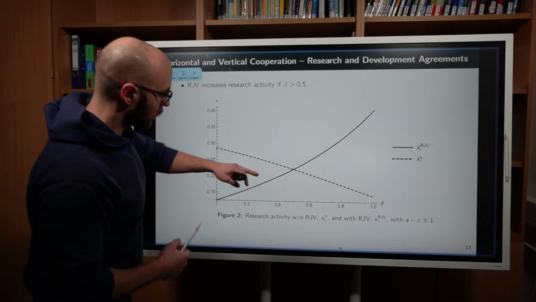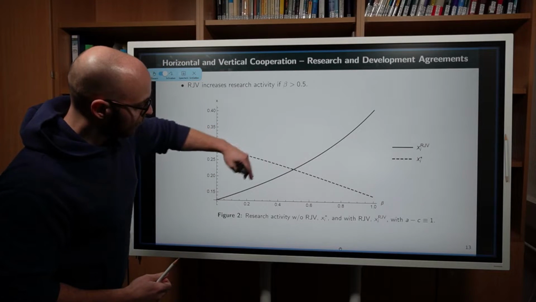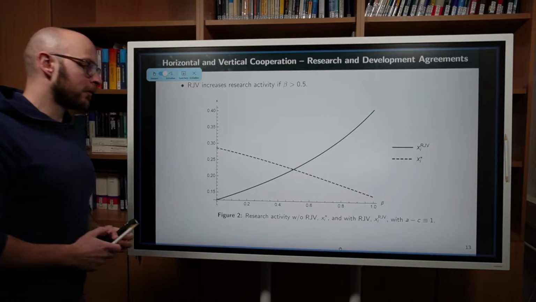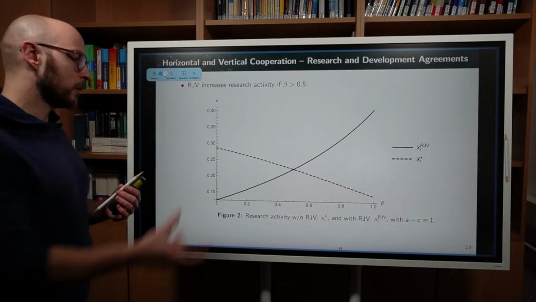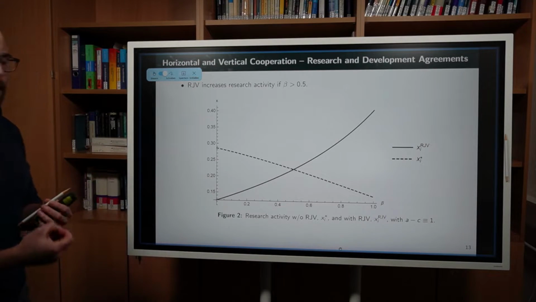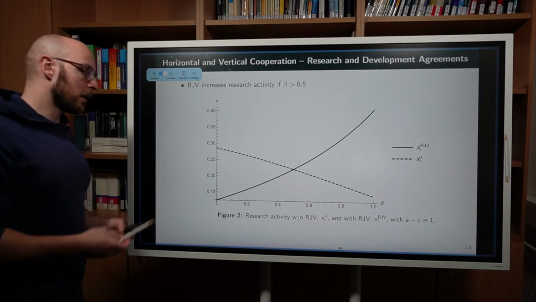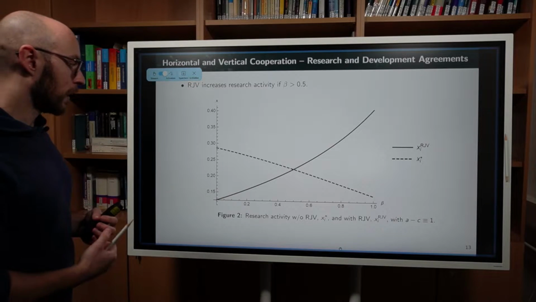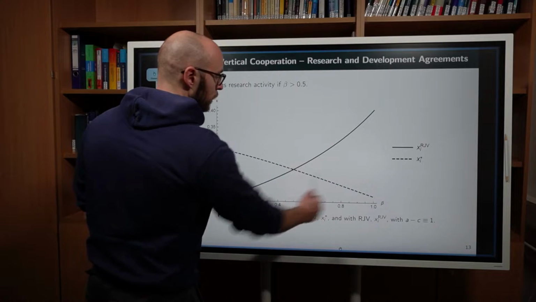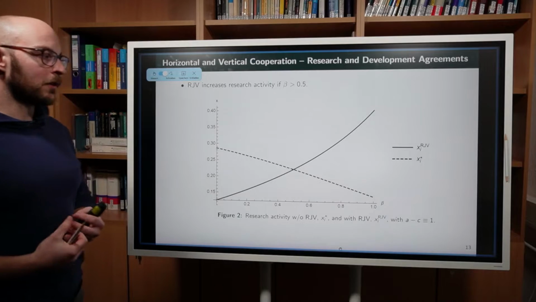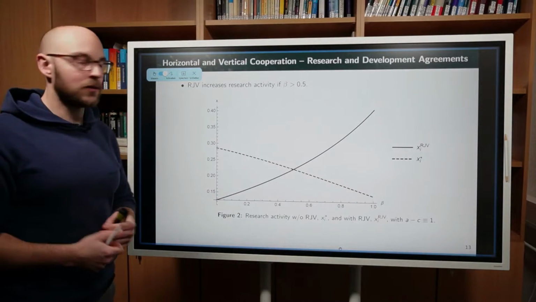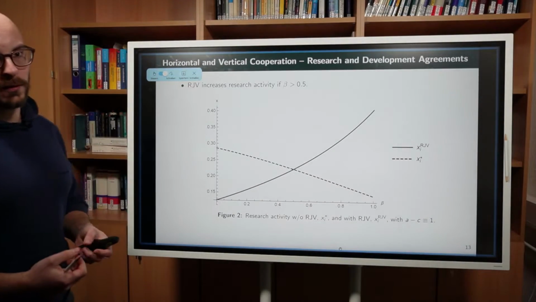So what we could argue is that when we are left of 0.5, the spillover effect that we internalize is not so strong that it would overcompensate the competitive edge that the firms get over one another. Whereas if we move to the right, then this spillover effect is so strong that it makes sense to put them together if we want more research.